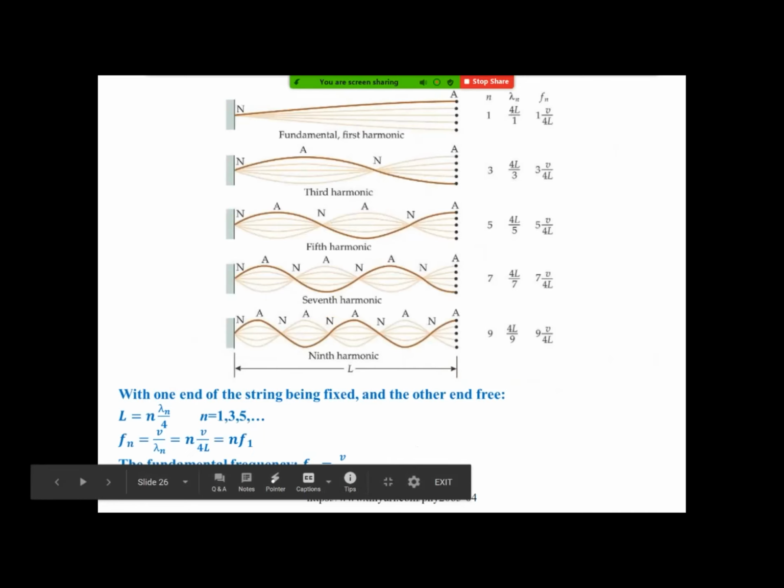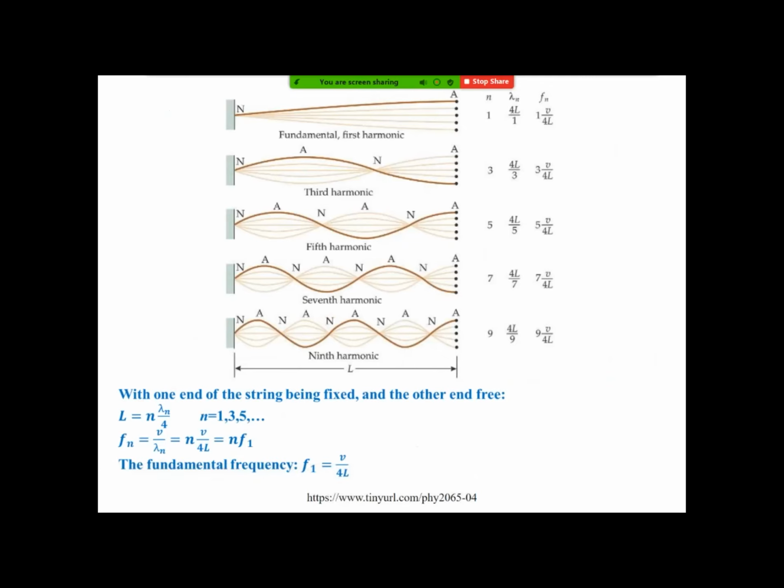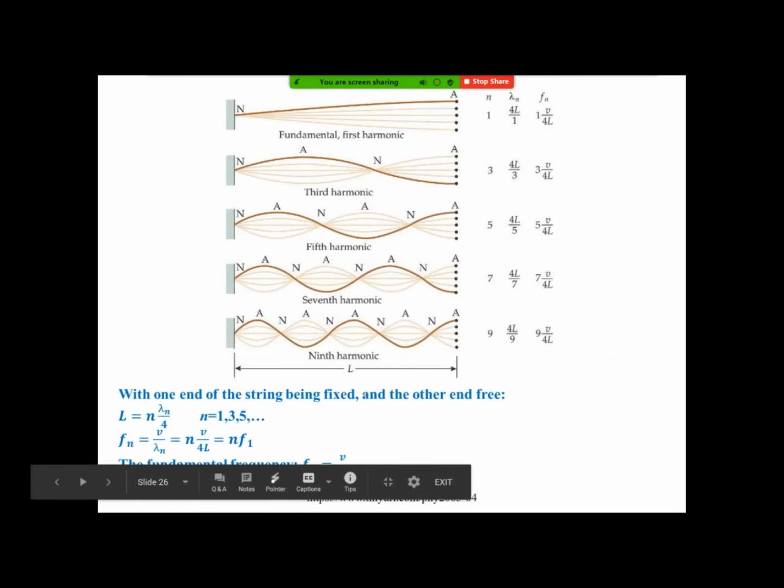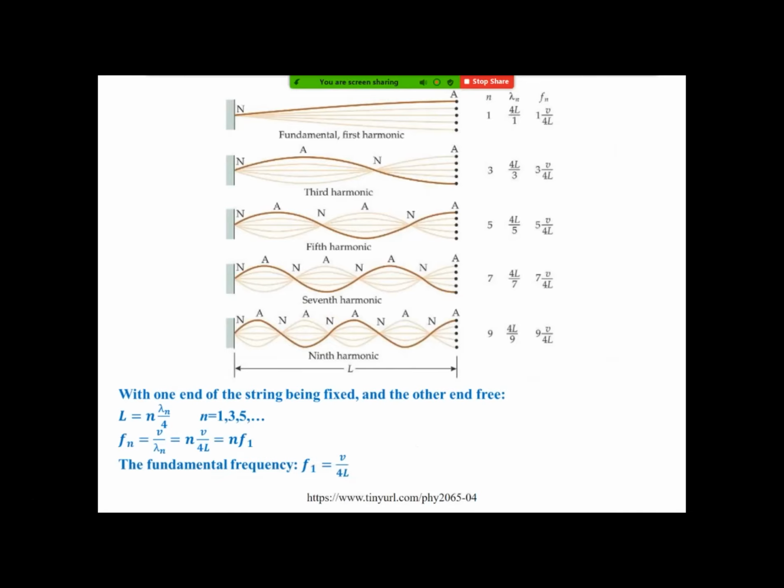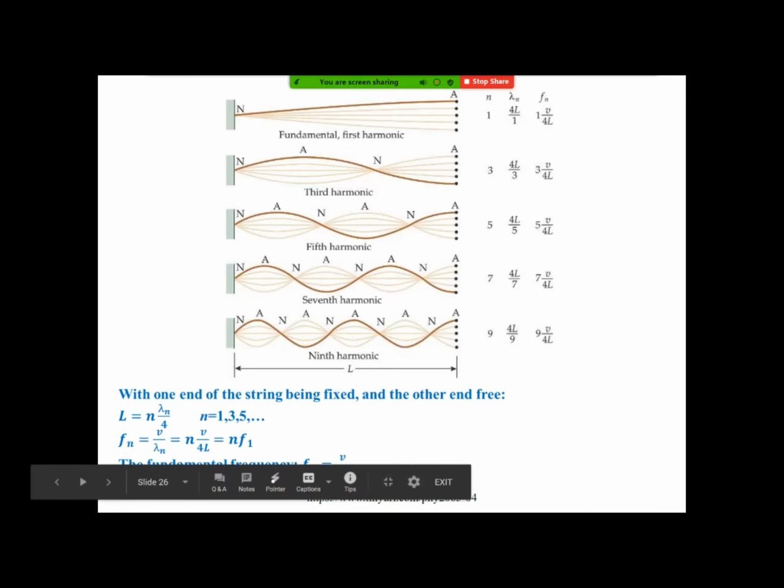In that case, if one end of the string is fixed and the other end is open, then you'll have harmonics which are odd numbers, okay, 1, 3, 5, 7, 9, etc. The first frequency is again called the fundamental frequency, which should be equal to this guy here. All right, so V divided by 4L, and the first wavelength is 4L. The wavelength will decrease, the frequency will increase, okay? So the equations are summarized here, okay?